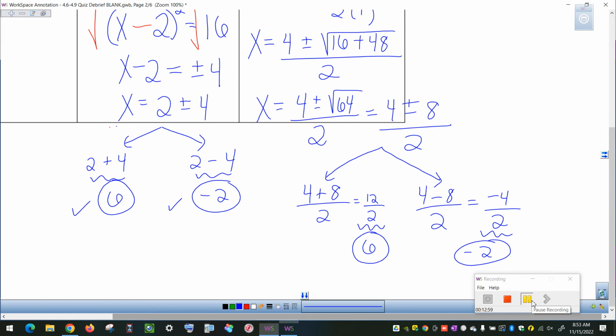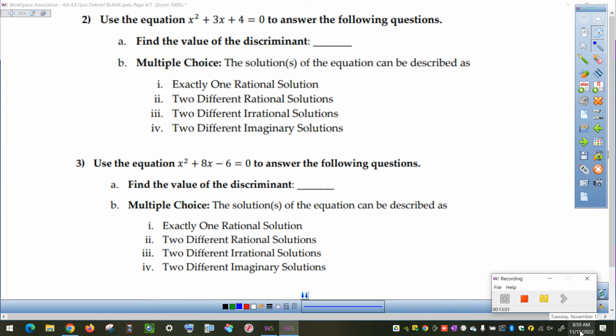And what we have coming up next are some questions really similar to what we started with at the top of the page. So we're finding the discriminant, which we talked about at the start. It's just b squared minus 4ac. That's all the discriminant is asking for. What is that number? So in the next problem here, a is 1, b is 3, and c is 4.